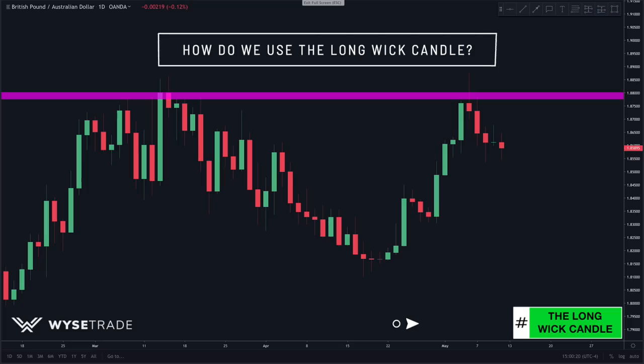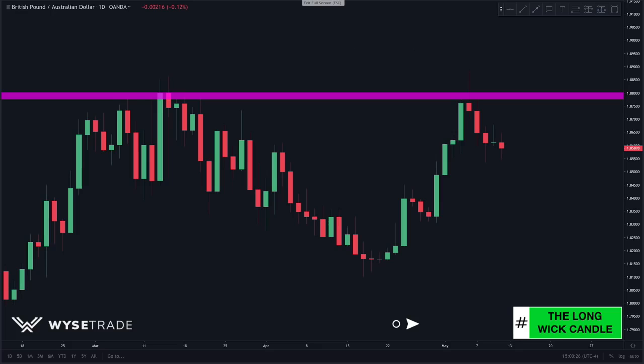So how do we use this candle type? Again, back to what we have been discussing in our previous videos. We look left and notice that price came up, hit and reversed drastically, giving us a good level of resistance.